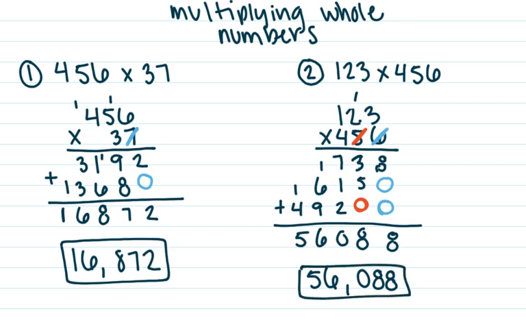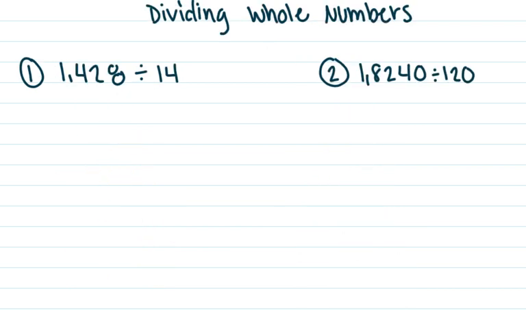Okay? Let's talk about dividing real quick. When we come to dividing, to set up a standard algorithm for dividing, so the standard way that we divide, we have a division house that looks like this. One number goes inside and one number goes outside. The number that goes inside is called the dividend. It is going to be your first number. So your dividend is 1,428. It goes inside of your division house.